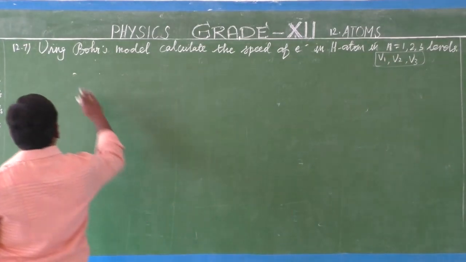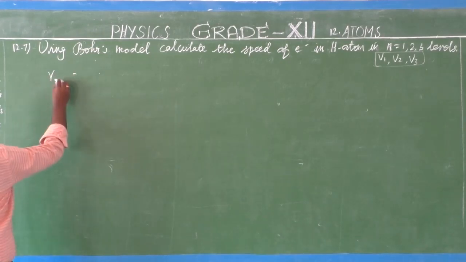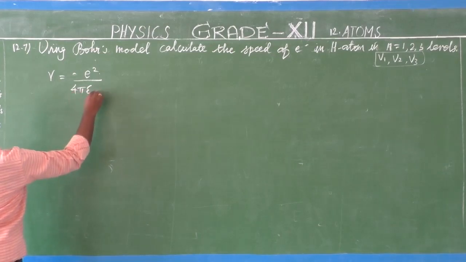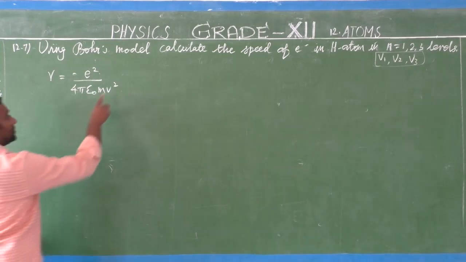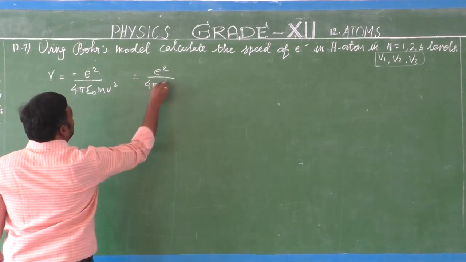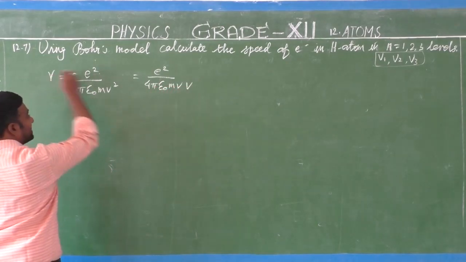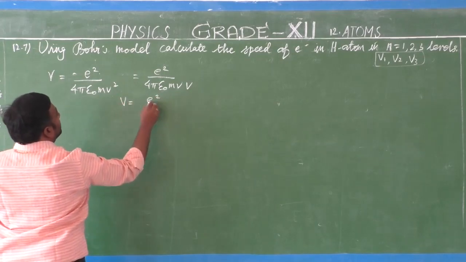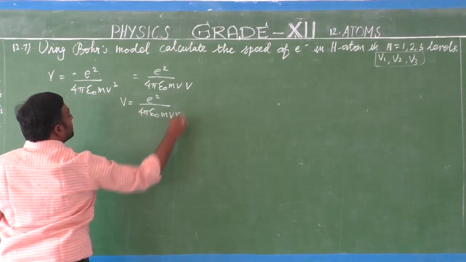So how do we find it? We know the Bohr radius. What is the Bohr radius formula? According to Bohr, r is equal to e square by 4 pi epsilon naught m v square. So this is the formula. We can also write it as e square by 4 pi epsilon naught m v into v. So the radius and the velocity, you interchange them. So velocity is equal to e square by 4 pi epsilon naught m v r.